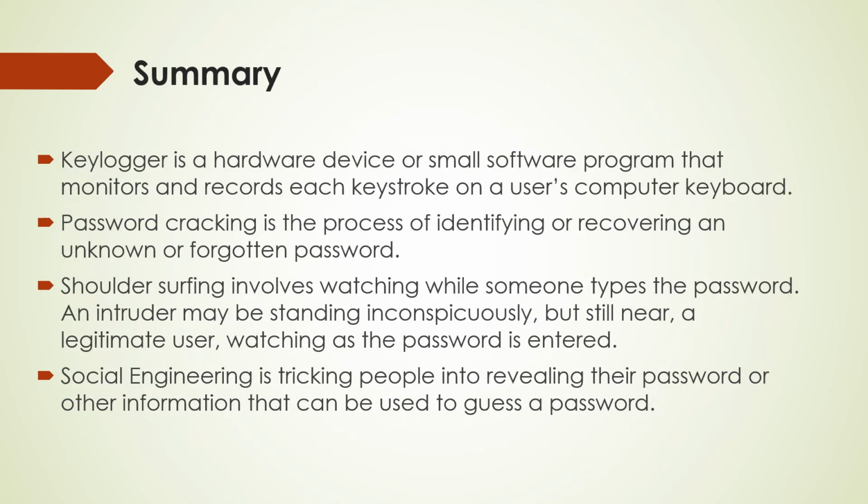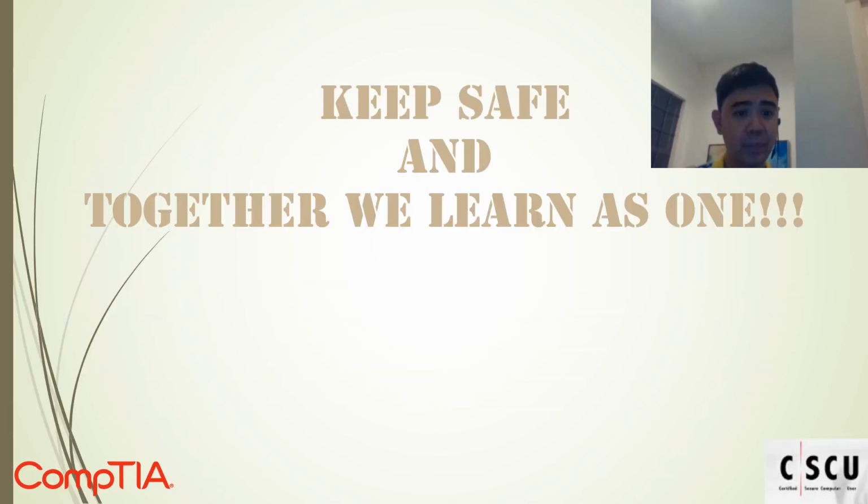Summary: A keylogger is a hardware device or small software program that monitors and records each keystroke on a user's computer keyboard. Password cracking is the process of identifying or recovering an unknown or forgotten password. Shoulder surfing involves watching while someone types the password. An intruder may be standing inconspicuously but still near a legitimate user, watching as the password is entered. And social engineering is tricking people into revealing their password or other information that can be used to guess a password. And that ends the different types of attacks.